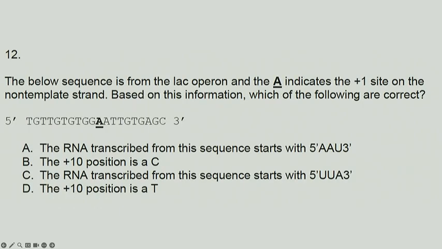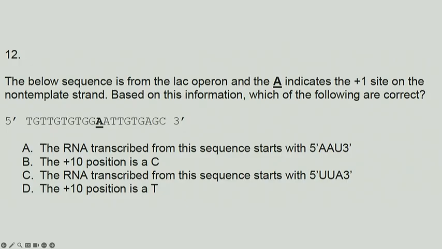Okay, the below sequence is from the lac operon, and the A indicates the +1 site on the non-template strand. Based on this information, which of the following are correct? So, which direction does the plus go on the non-template strand? 5' to 3', right? So we're heading towards the 3'. If A is your +1, where is your +10? Down on the 3' on the C, right? So the +10 position is at a C, and we can eliminate D. So we're at B, right?